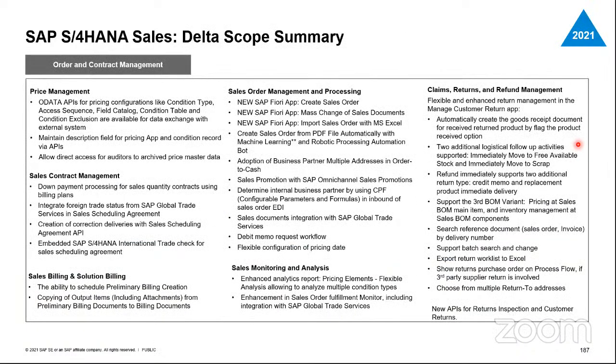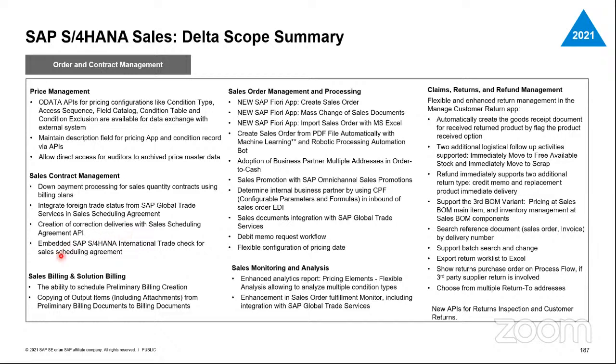What is the delta scope? Flexibility in managing pricing, OData APIs. With the earlier releases, Excel-based pricing uploads, all of that came in now. It focuses on APIs, access as well as API as well as reporting. Some changes in sales contract management, embedded international trade checks for sales scheduling agreements, for instance, for dangerous goods and things like that, or not necessarily dangerous goods, but lists, compliance checks for international trade.